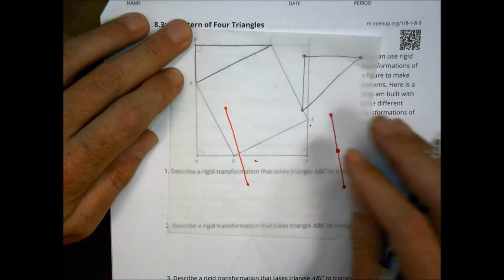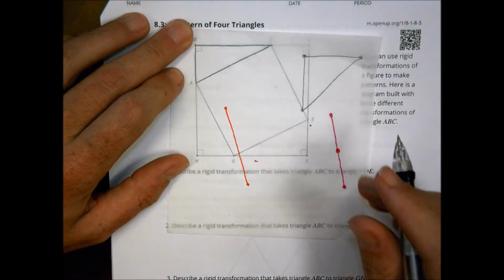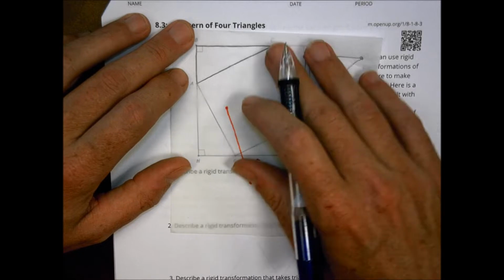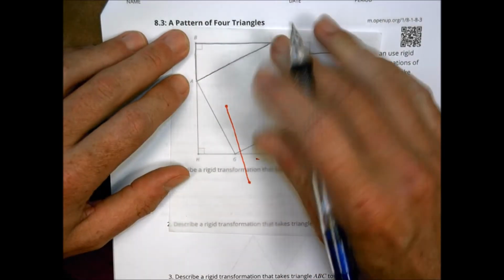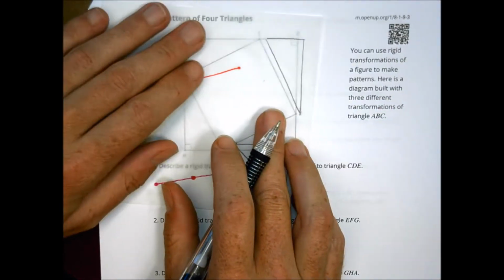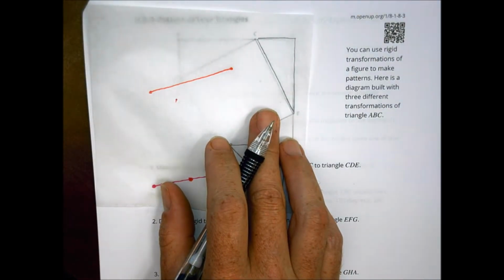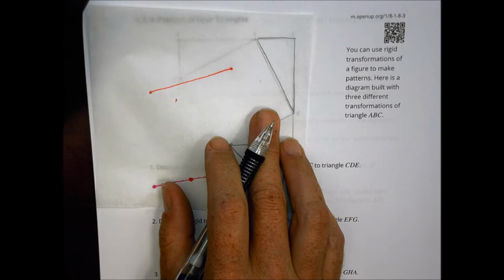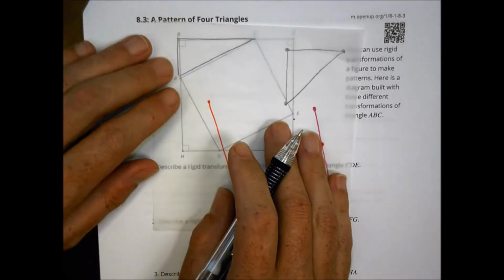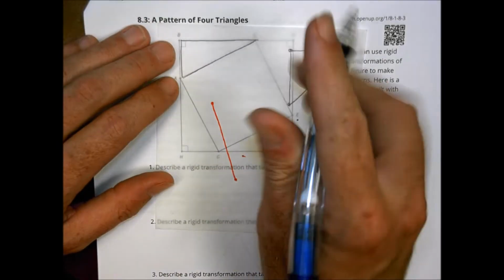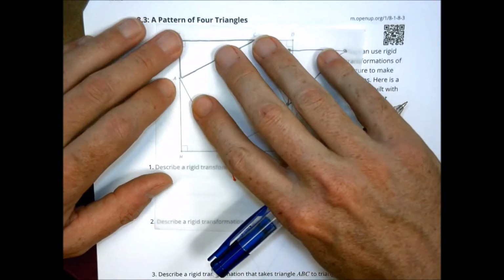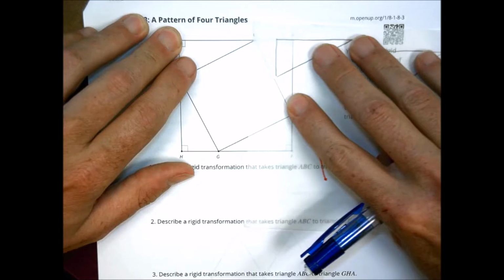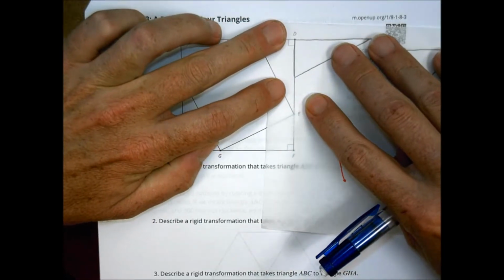The first question you did in class said describe a rigid transformation that takes ABC to CDE. CDE is over here. So that transformation to move this guy over to this place is what it's talking about. How do I go from one to the other? To describe that, there are a variety of ways. Perhaps what you did is you took point B and then you did a translation where you moved point B all the way over to point D, like so, okay?